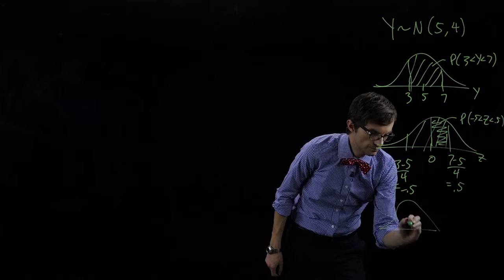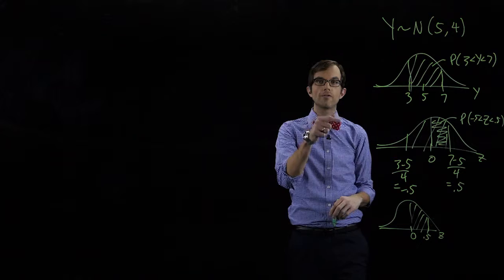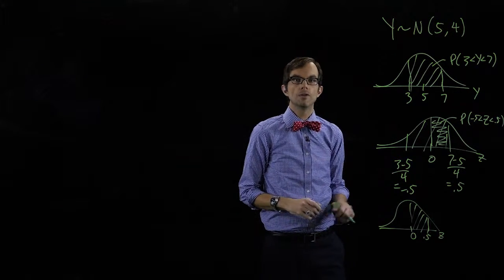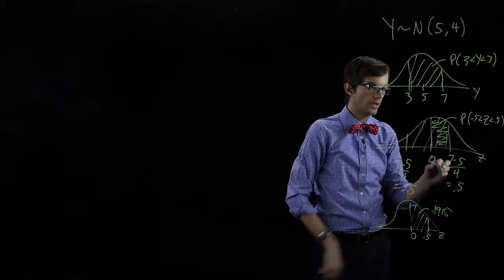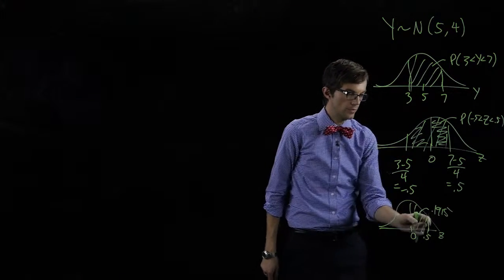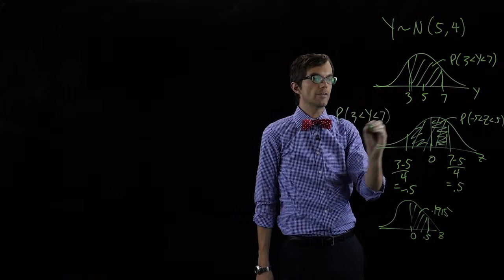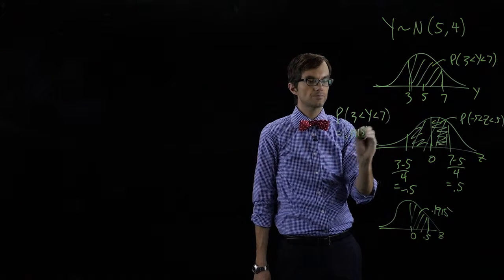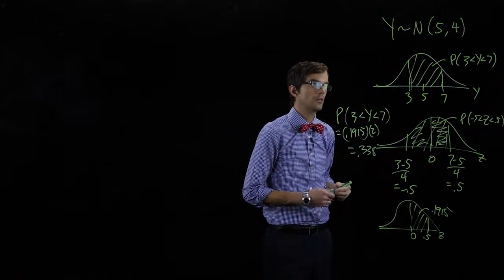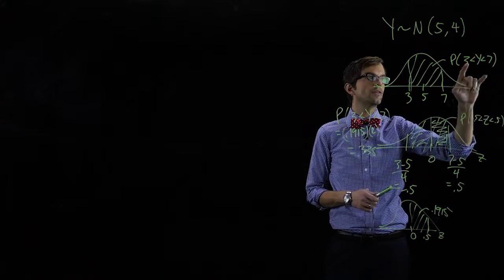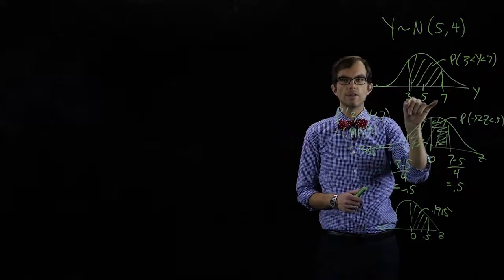So if we go to our lookup table, go down to the 0.5 row over to the 0.00 column, we should get that this area is 0.1915. So that's 0.1915. This is 0.1915. If we sum those two values together, the probability that y is between 3 and 7 is 0.1915 times 2, which is 0.338. So the probability that random variable y lies between 3 and 7 is 0.338. Roughly 34% of the realizations of y will lie between these two values.